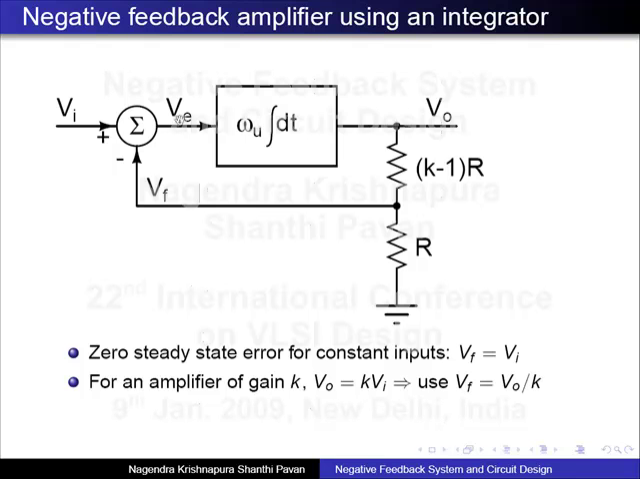So, again, the only way the integrator will reach steady state is when its input is 0. Otherwise, the output will keep on going up or keep on going down. So, the input is 0, which means Vi equals V0 by k, which means V0 is kVi. Okay. So, I have my negative feedback amplifier. Is this okay?